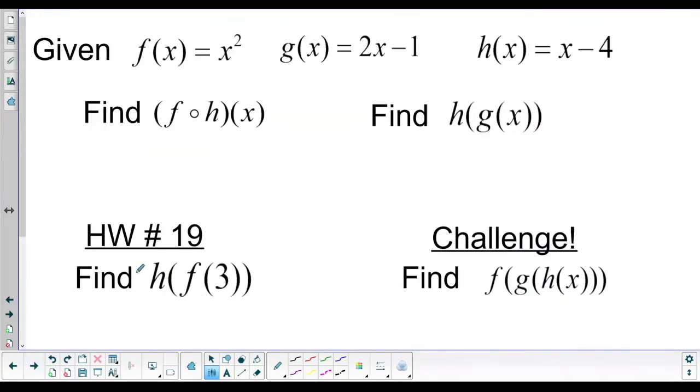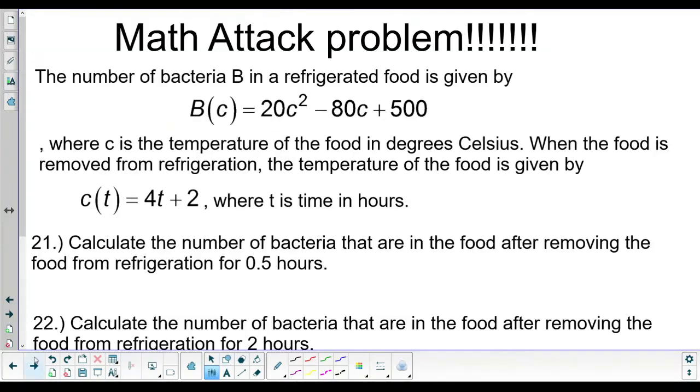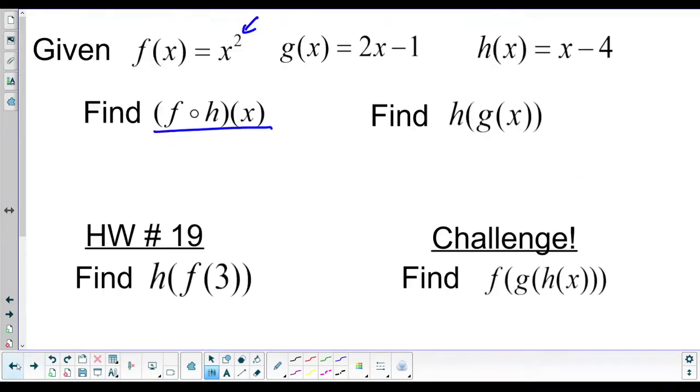All right. We're going to go ahead and look at one of these. We're going to look at this one, just because I don't want you guys to freak out when you see a squared. And then we're going to move into this math attack problem.